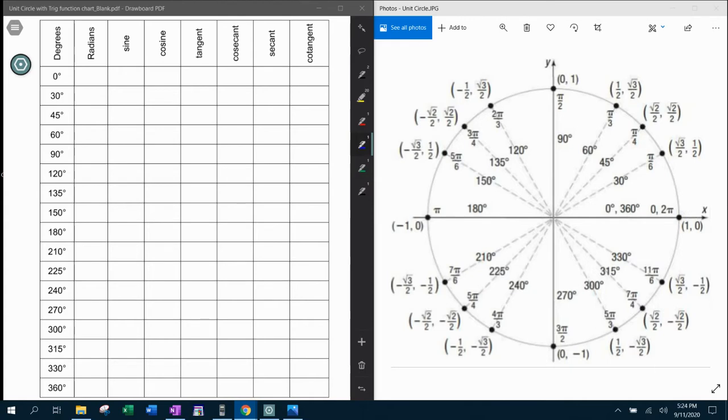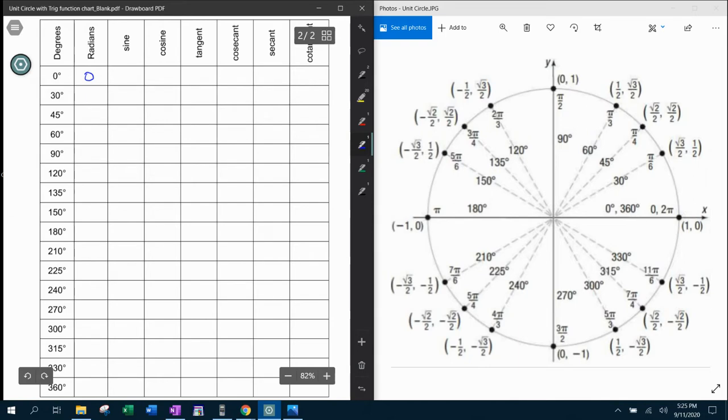Okay, so to complete my table, it looks like the first thing I need to do is generate the radian angles first. So we're going to start at 0 degrees, which is 0 radians. 360 degrees is 2 pi. Half of 2 pi is 1 pi. Half of a pi is half of a pi. And a half of a half is a fourth. Okay? So every 45-degree increment is an increment of a fourth. Every 45 degrees. So 45 and 45 is 90. A fourth and a fourth is a half.